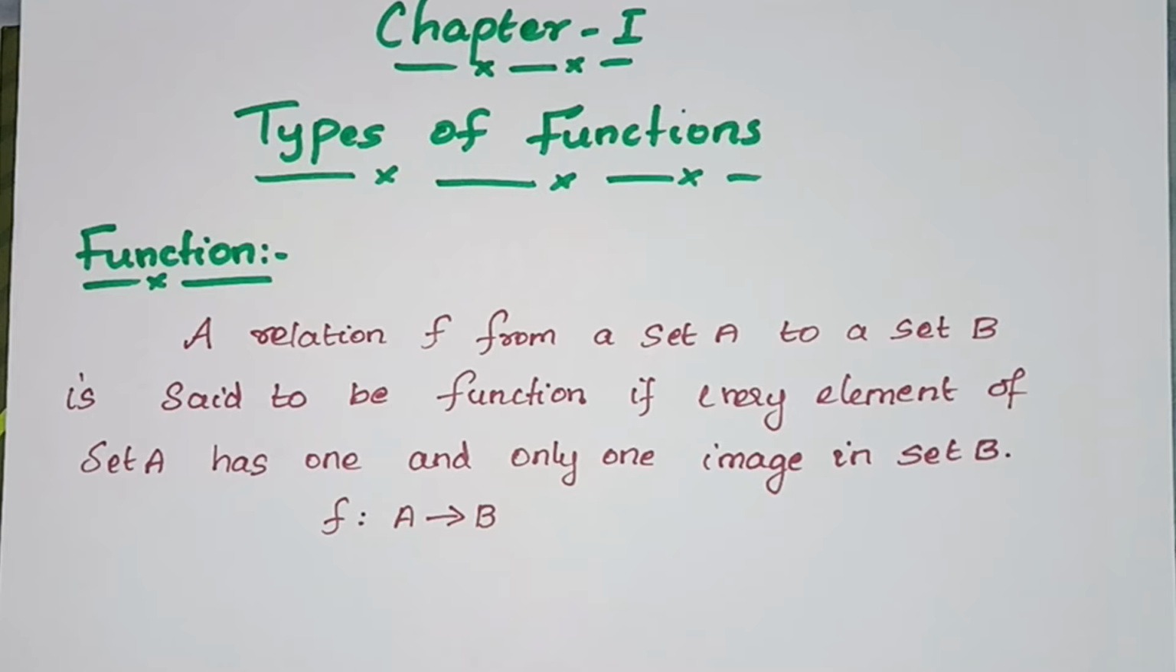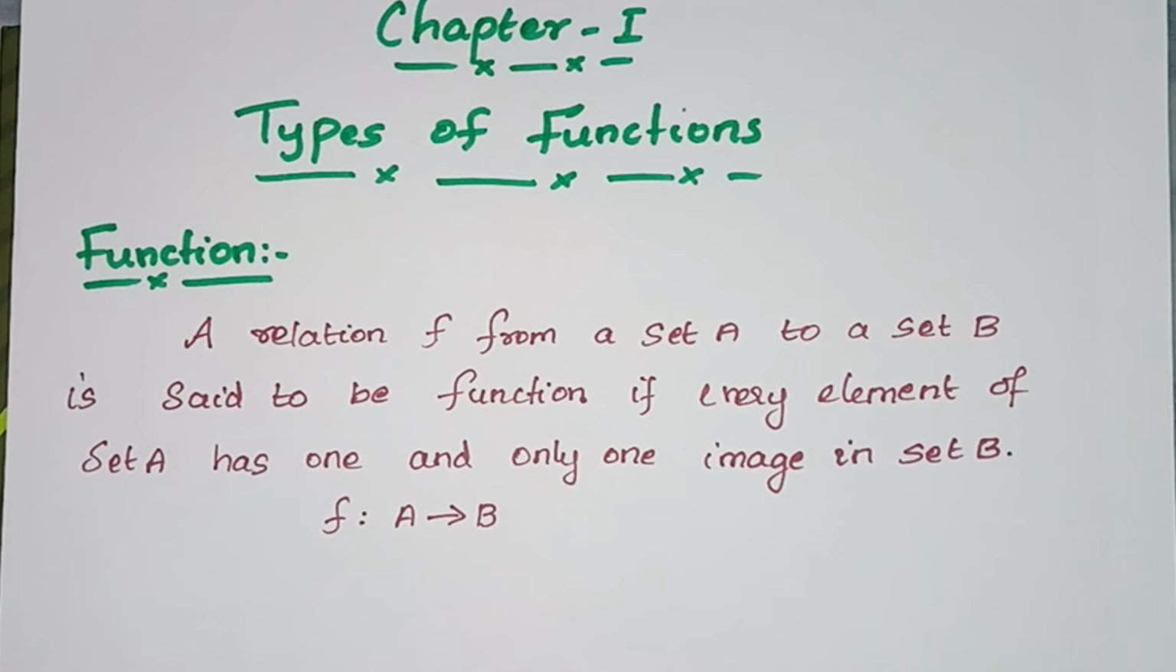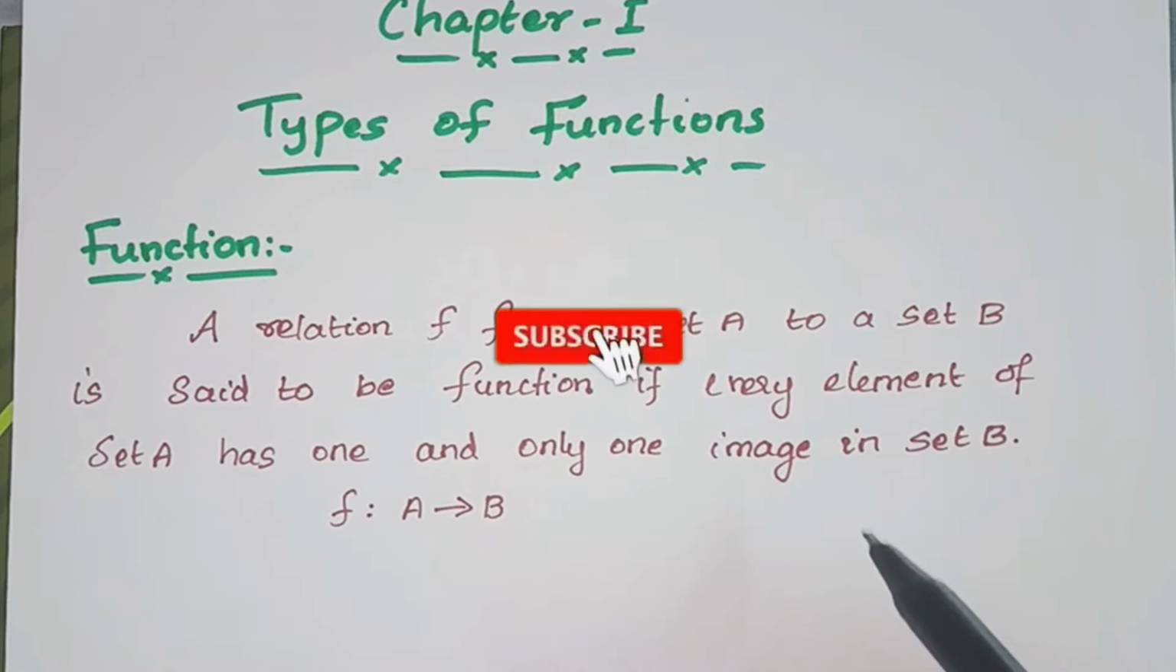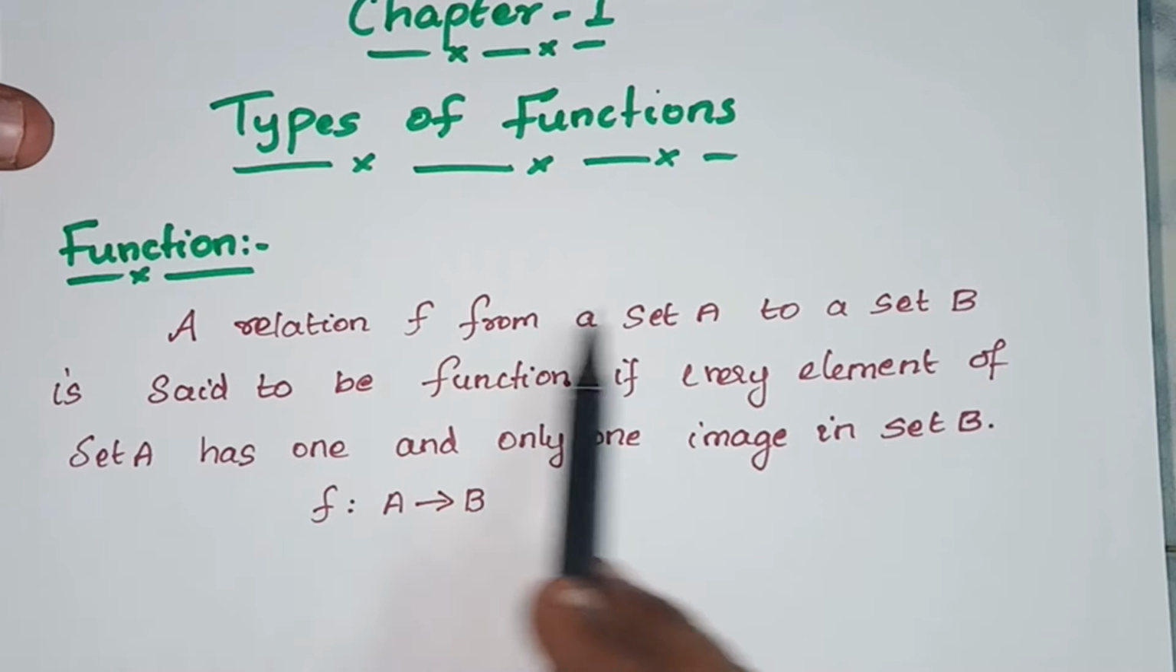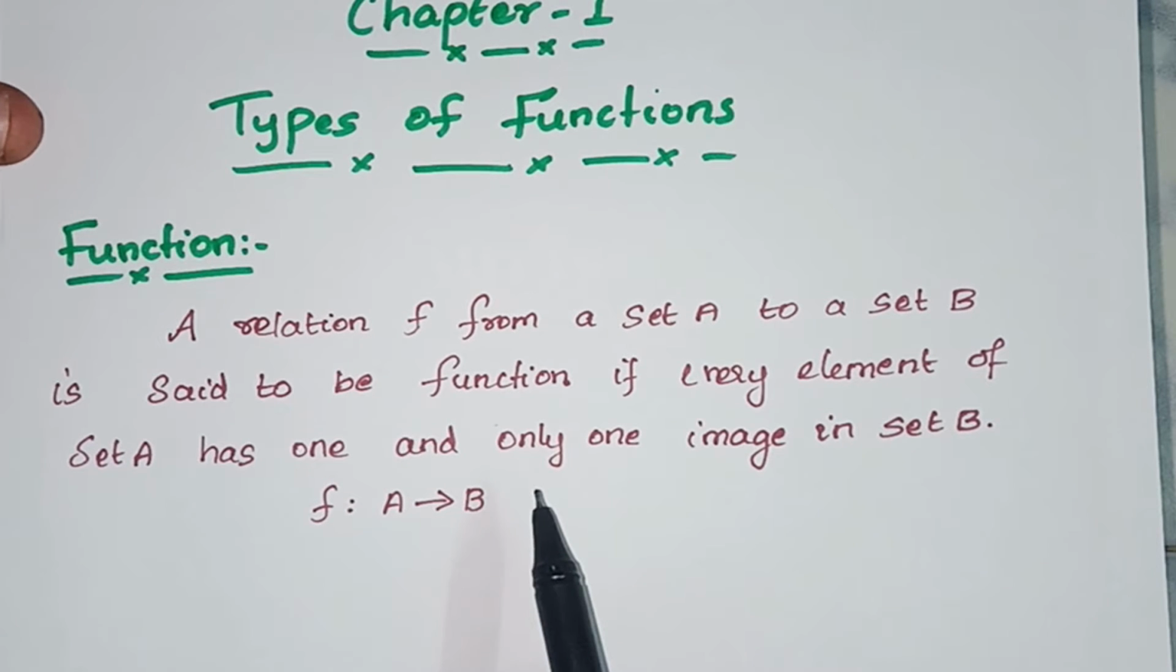First we need to know what is meant by function. Function is nothing but a special type of relation. We already know what is meant by relation. Function is like a relation only, but there is some rule that a relation follows. So function is simply a special type of relation. This is the definition given in the book for function. Before we study this definition, first we need to understand the basic idea of function.